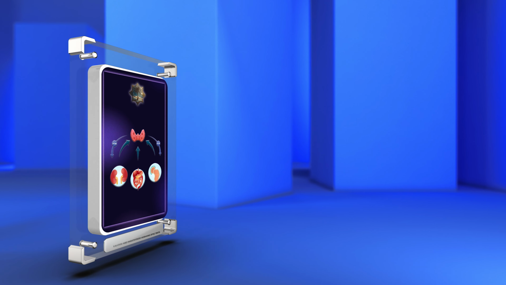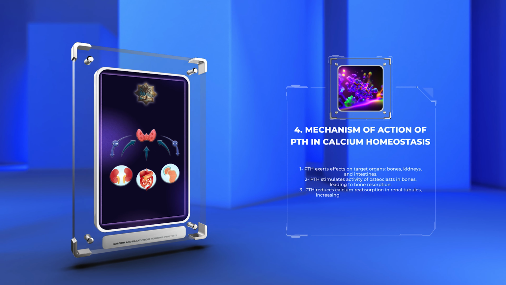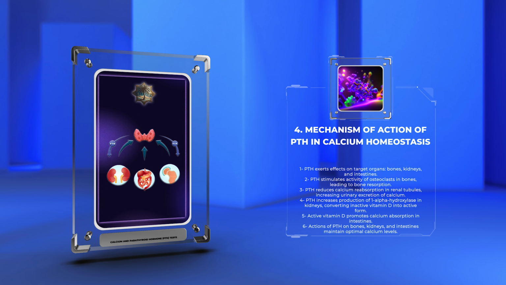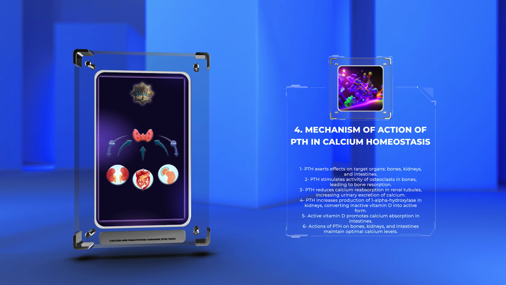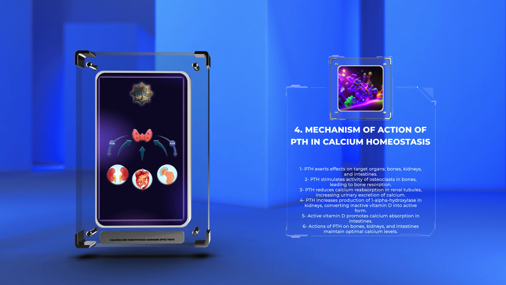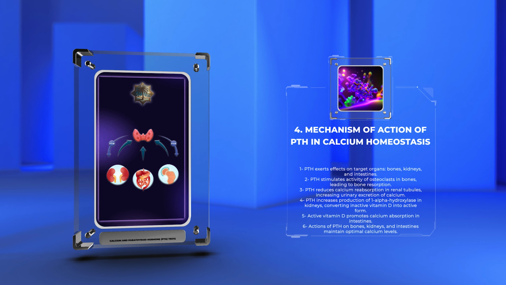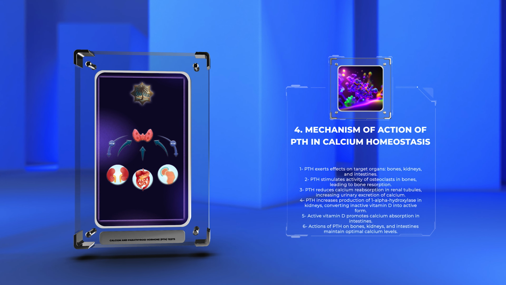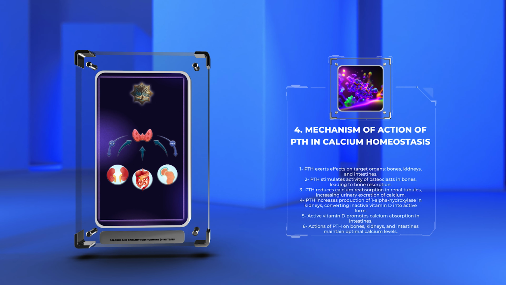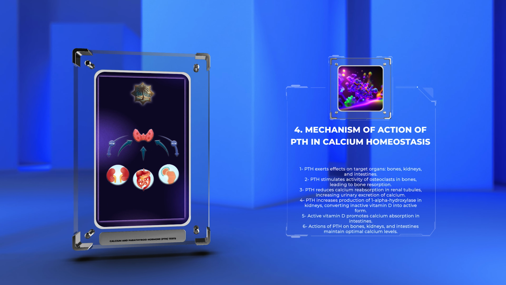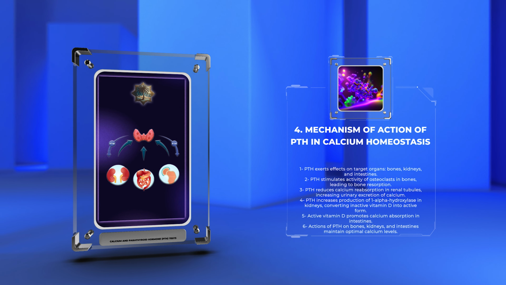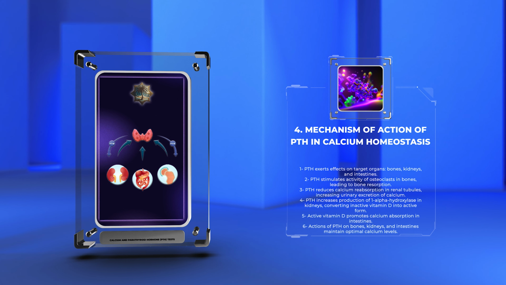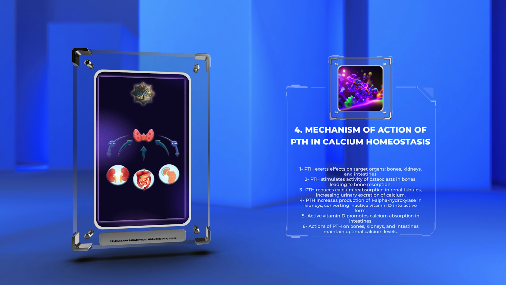Once released into the bloodstream, PTH exerts its effects on target organs, primarily the bones, kidneys, and intestines, to maintain calcium balance. The main target of PTH is bone, where it stimulates the activity of osteoclasts, cells responsible for bone resorption. By activating the osteoclasts, PTH releases calcium from bones into the bloodstream, thereby increasing serum calcium levels. In the kidneys, PTH acts by reducing calcium reabsorption in the renal tubules, leading to increased urinary excretion of calcium. This action helps to eliminate excess calcium from the body when levels are elevated.